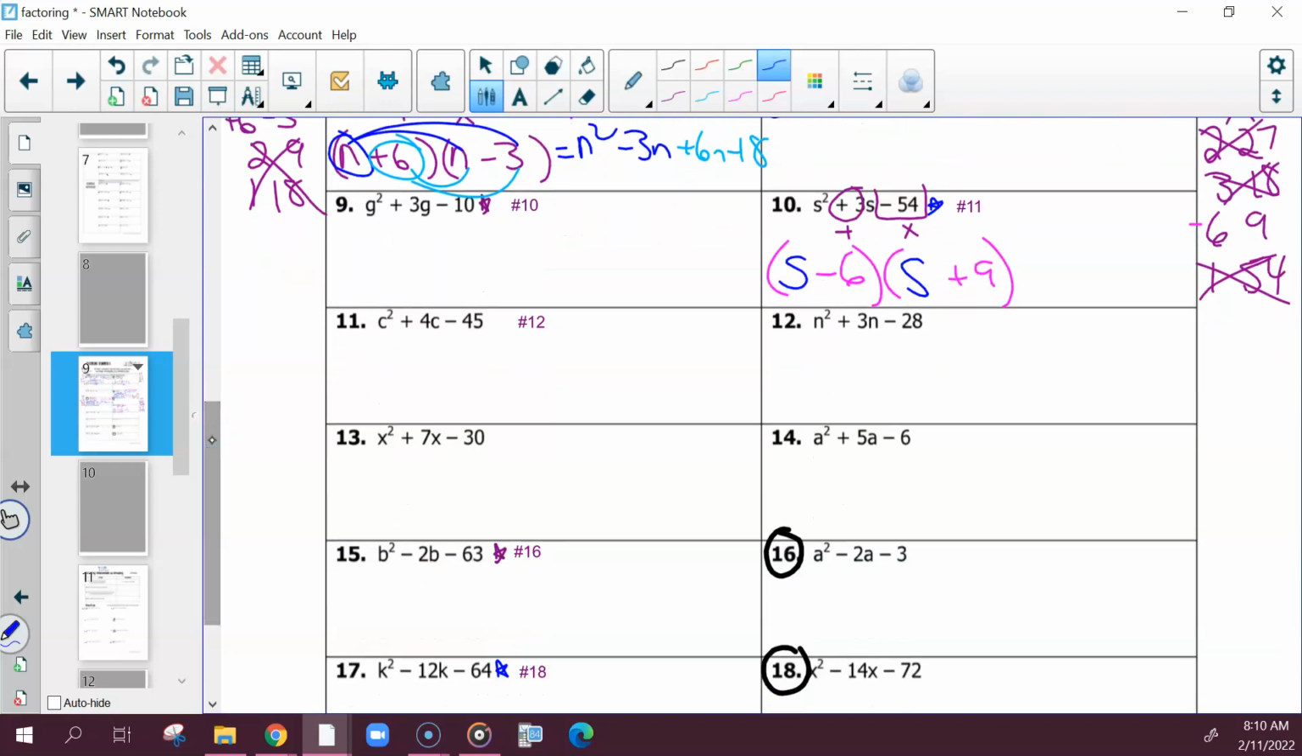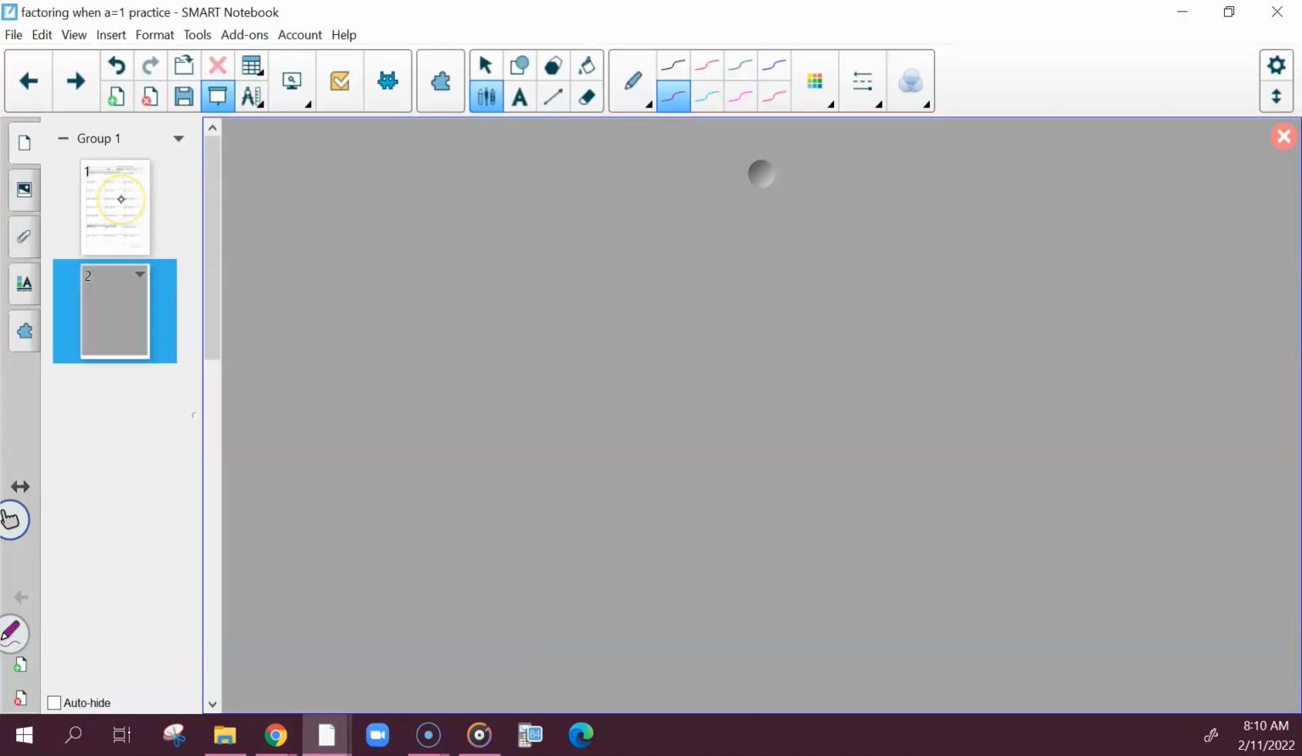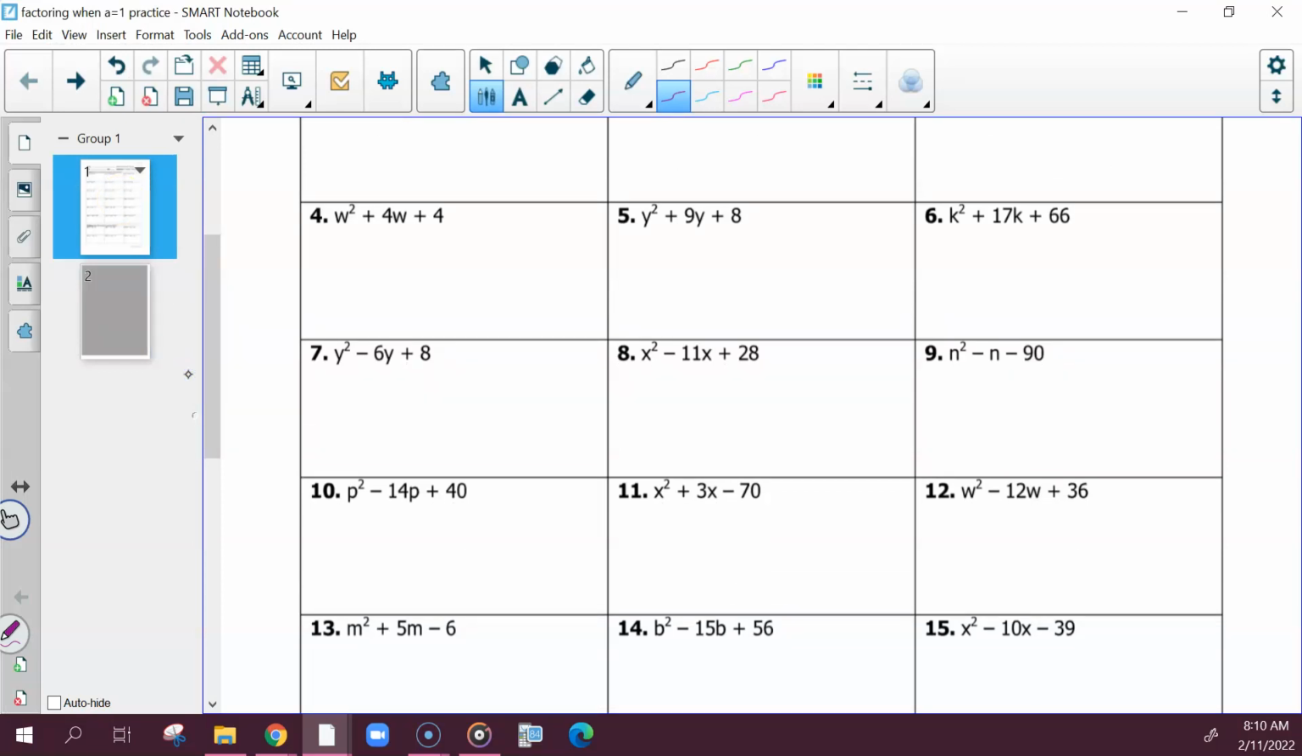So you can probably assume what the other rules of this would be if you have minus and then plus, or minus and then minus. On this page, you don't have examples that are minus and then plus, but you do on the practice page, so we're going to jump to that. And we're going to do number 7 and 8. So it's on the back.